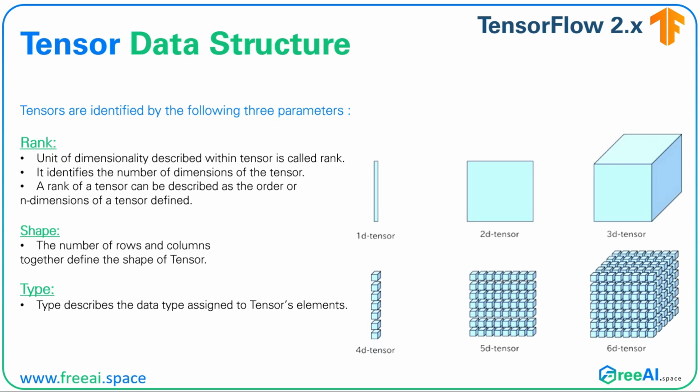Rank is a unit of dimensionality described within the tensor. Basically, we can identify the number of dimensions in the tensor using the rank. And shape, together, rows and columns will define a tensor. And in Python, we have the data type, which we can identify for it.